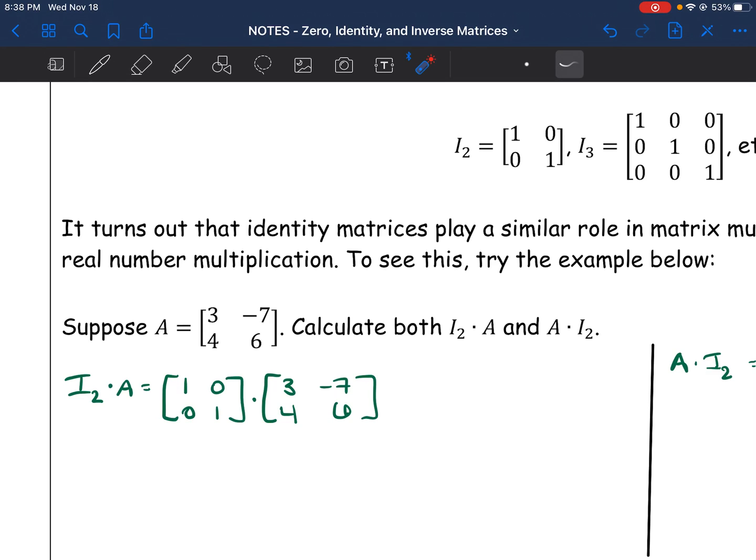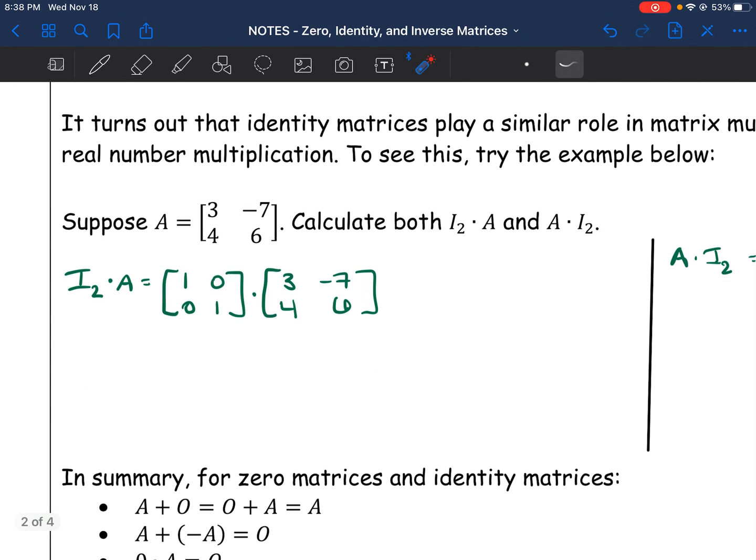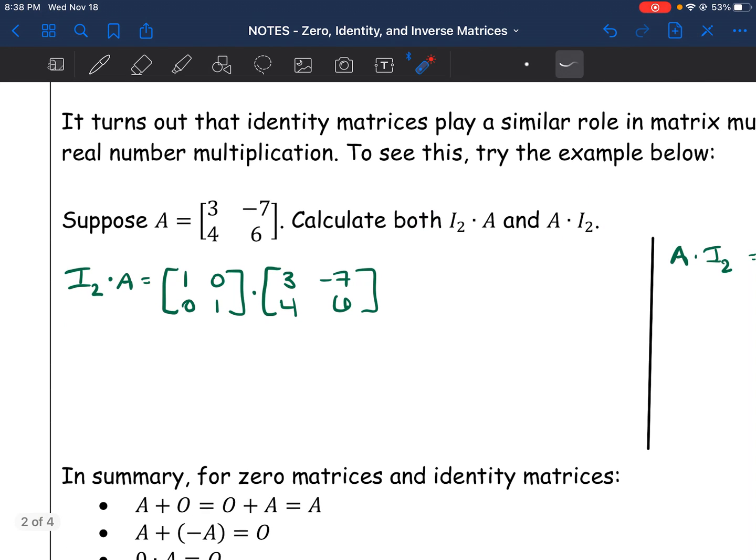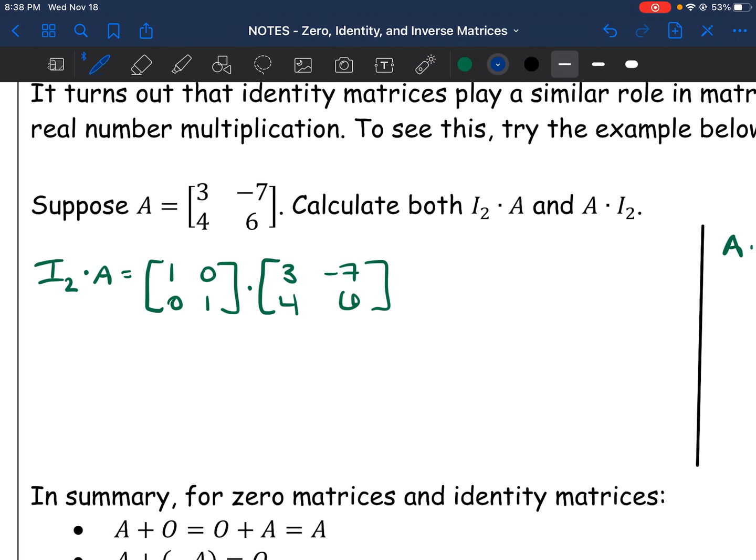Now remember from our video on multiplying matrices that the order that we multiply in is very important, which is why we need to calculate both of these separately. So let's go ahead and calculate this. Let's do this matrix multiplication on the left first. Okay, so we are calculating the 2x2 identity matrix times A, and setting this up, this is what we would get.